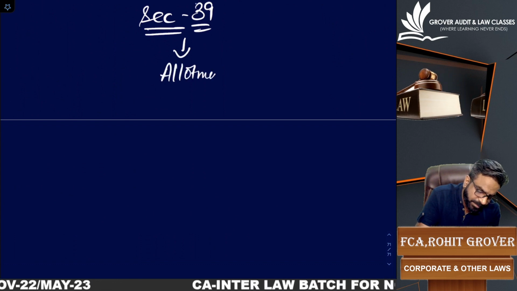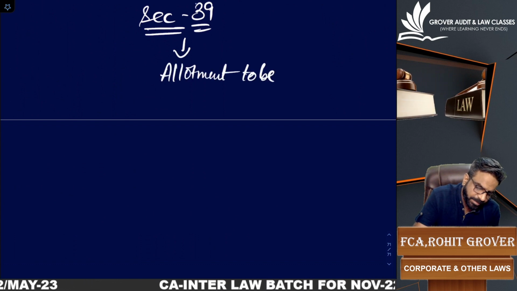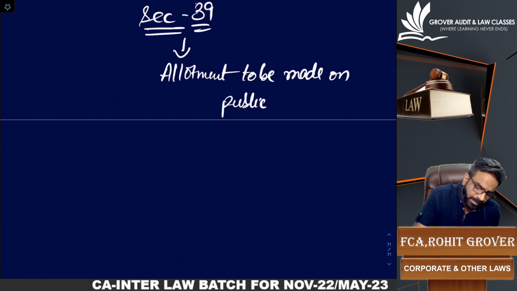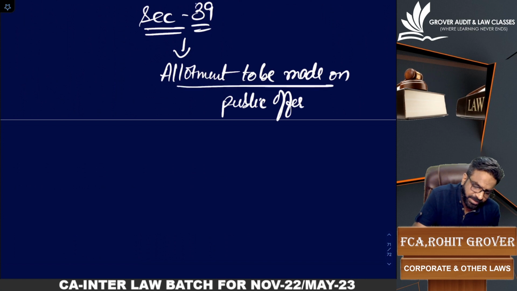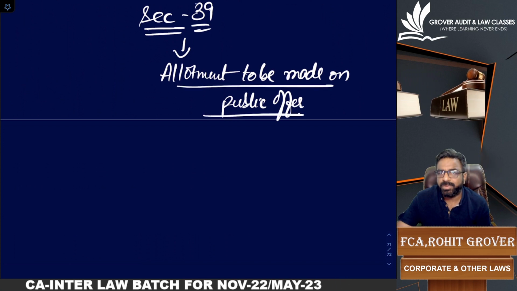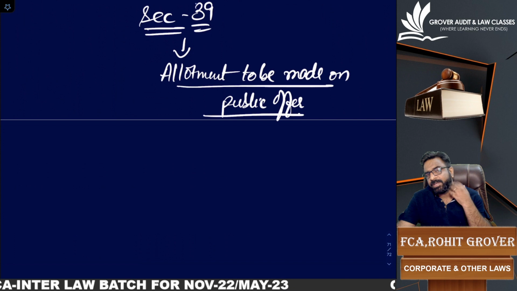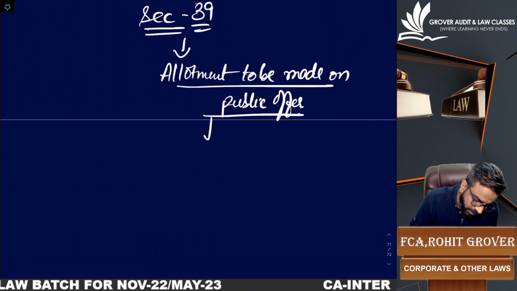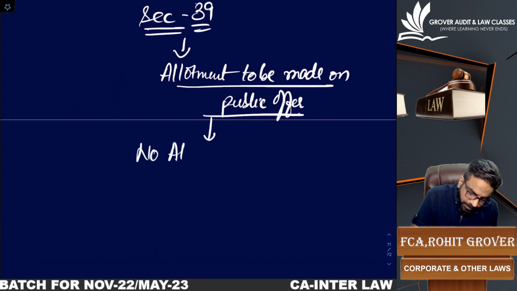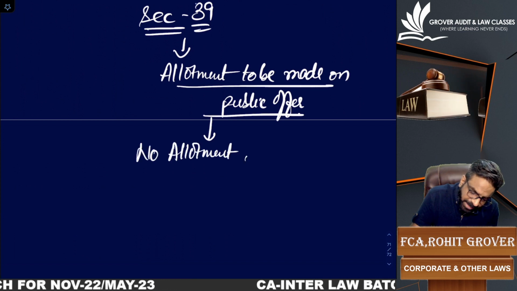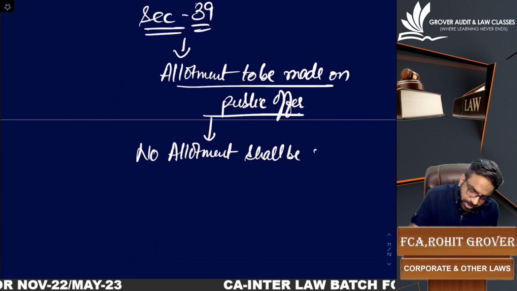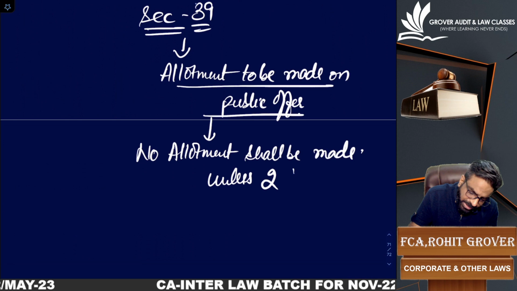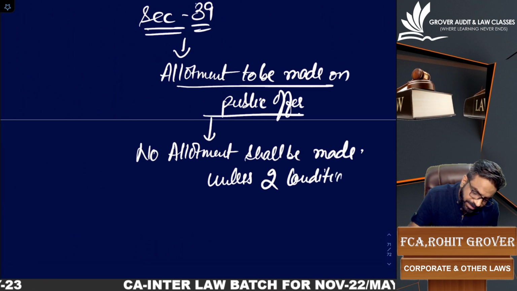Allotment to be made on public offer. Allotment to be made on which offer? Public offer. Now, listen to this point very carefully. Allotment to be made on public offer means what? Listen to this point very carefully. No allotment shall be made unless two conditions are satisfied.